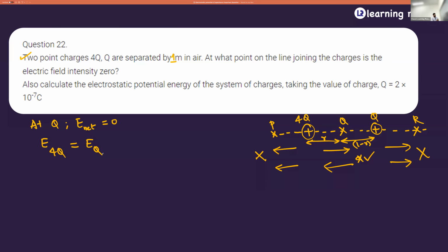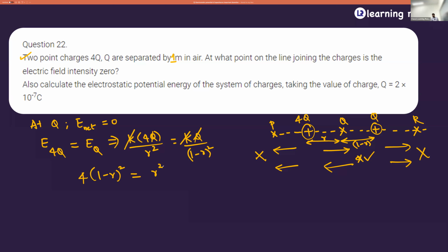So what is the electric field due to the 4q charge? It is going to be k into 4q divided by r square. This will be equal to, what is the electric field due to the plus q charge? It is going to be k into q divided by 1 minus r the whole square. So k and k will get cancelled. q and q are gone, right? So when I cross multiply, I get 4 into 1 minus r the whole square is equal to r square.